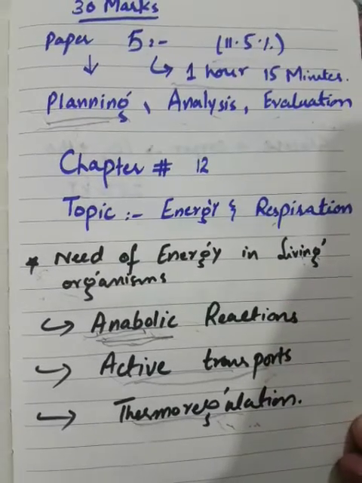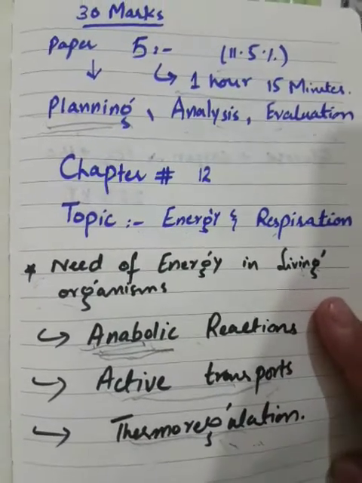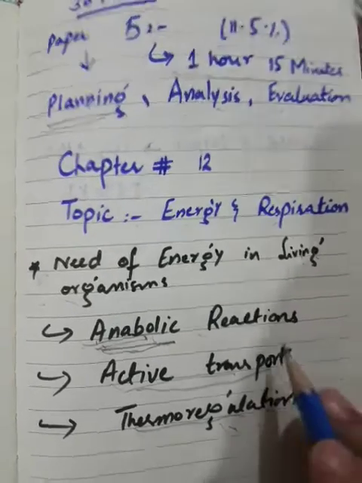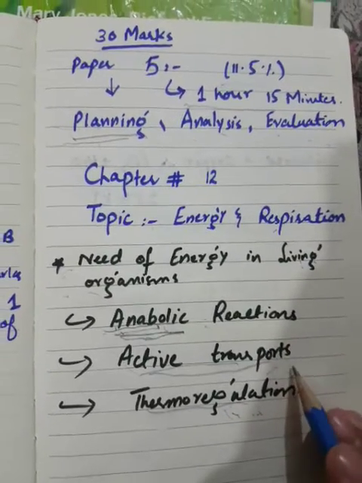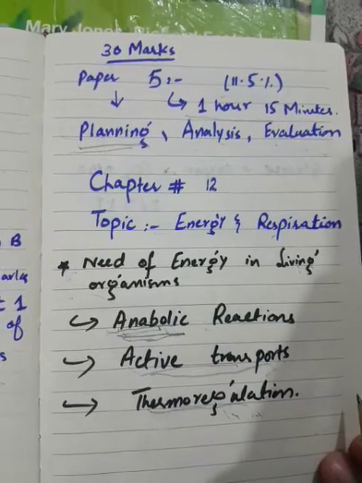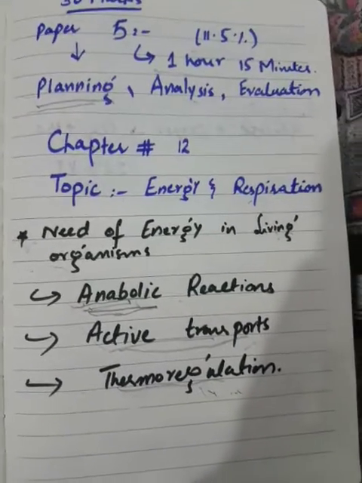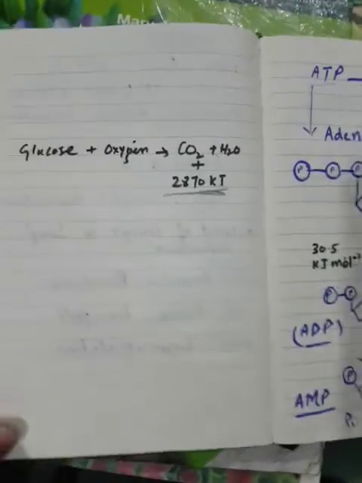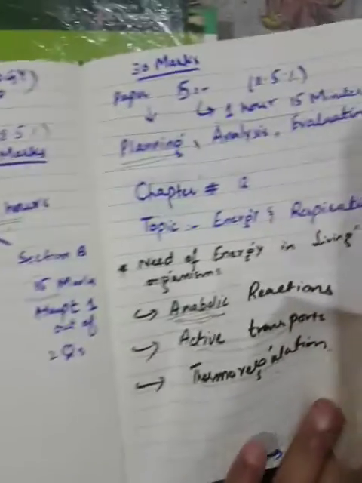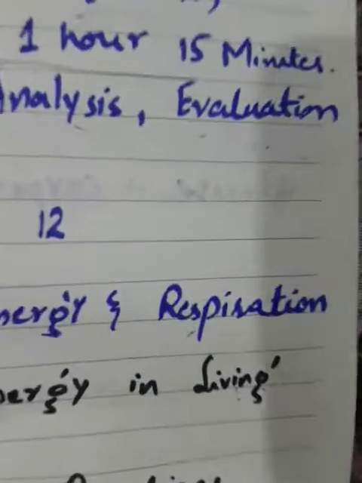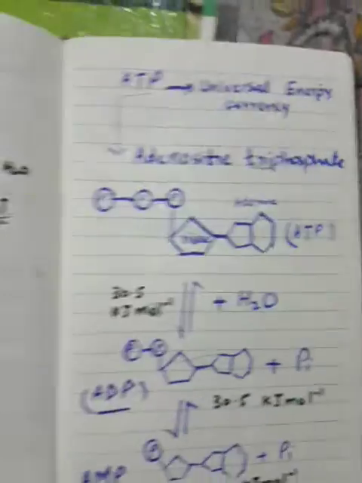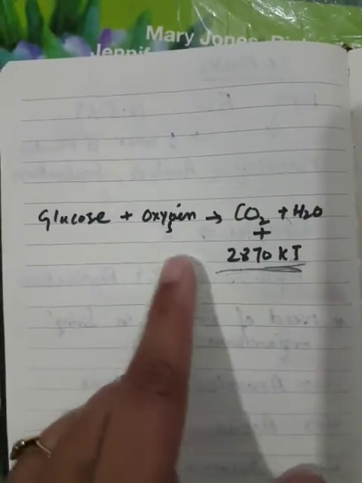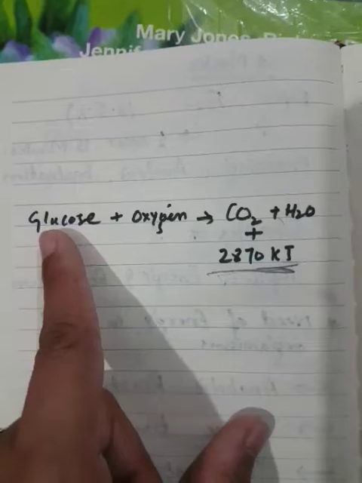Up till now, we have learned that energy is required to carry out different kinds of reactions in the human body, and some of these reactions are anabolic reactions, active transport mechanisms, and thermoregulation. Now, where does this energy come from? If I want a single word answer, all of you will say that energy comes from respiration. And what is respiration? Respiration is a process in which energy is released by the oxidation of glucose molecules.